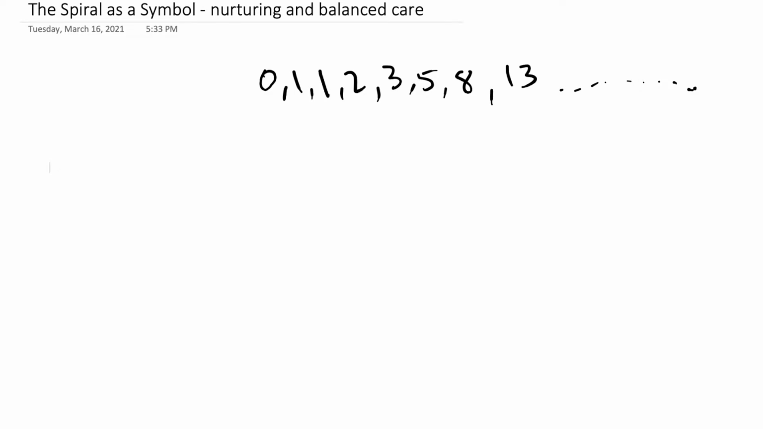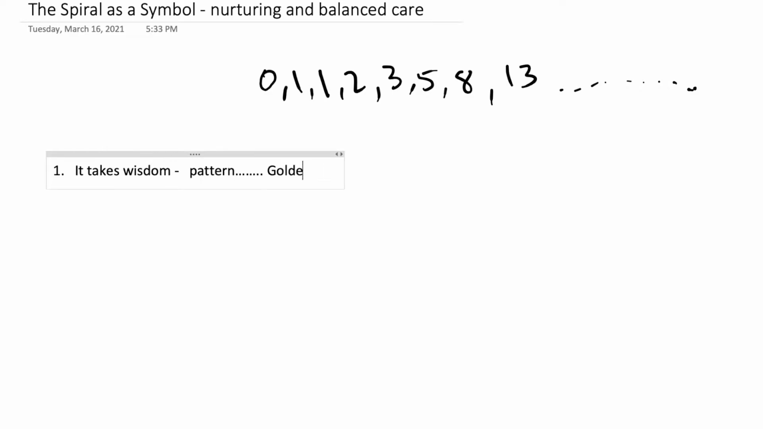And this is what I'm going to be getting at with the spiral. So first of all, it takes wisdom to make this spiral. It is a mathematical pattern. When we divide it, we get the golden ratio.